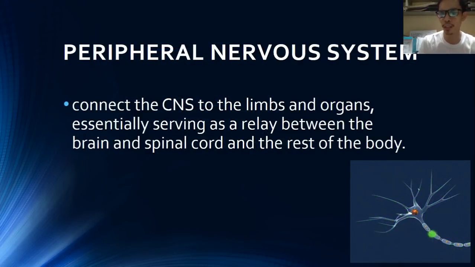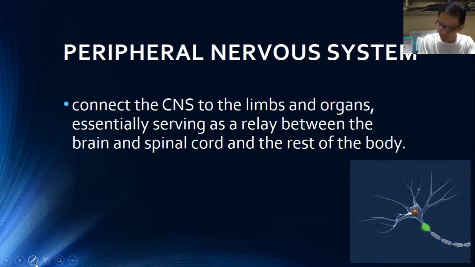Now, what is the peripheral nervous system? Yeah, sorry for that. Peripheral nervous system. So what do we mean by that? This is the component of your nervous system that is connected to the limbs and other organs in the lower extremities of the body, which serves as a relay between the brain and the spinal cord.